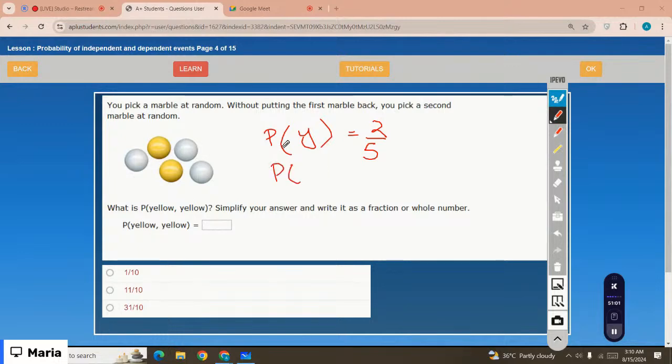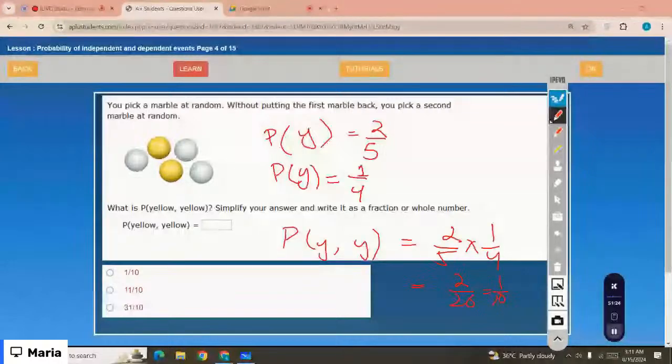For the second time, you didn't put the first marble back. Now you have 4 marbles and 1 is yellow, so 1 by 4. You have to calculate the probability of yellow and yellow. So you have 1 over 10. The correct option is 1 by 10. So option number 1 is the correct option.